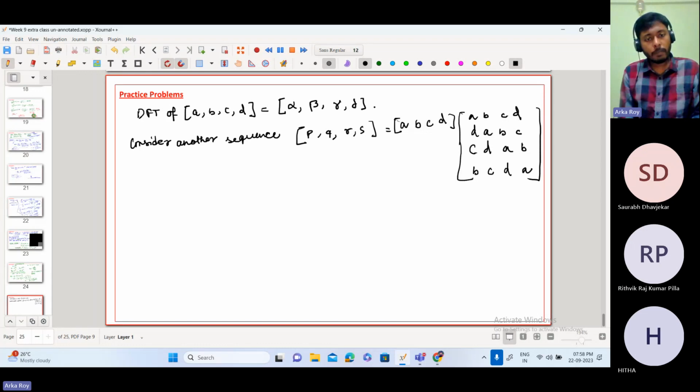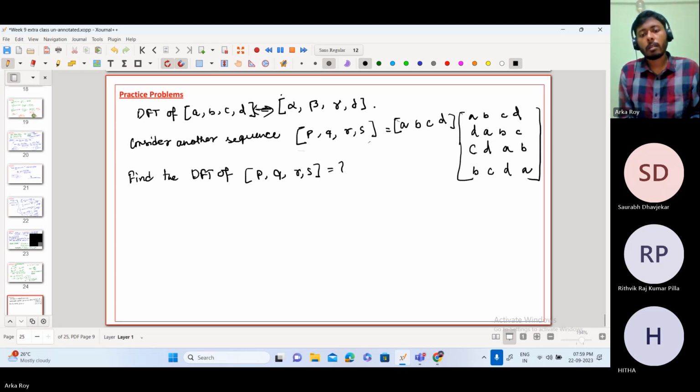So we have been given a sequence A, B, C, D whose DFT is like this, and we have been told that there is another sequence P, Q, R, S, which we can obtain through this matrix multiplication. Fine. Now we need to find the DFT of P, Q, R, S.